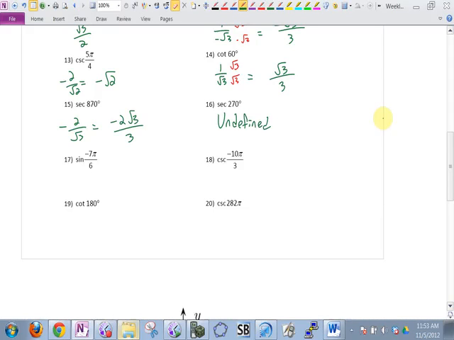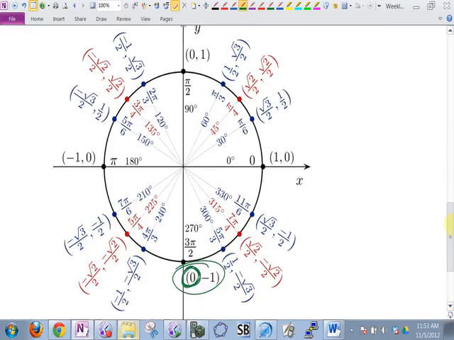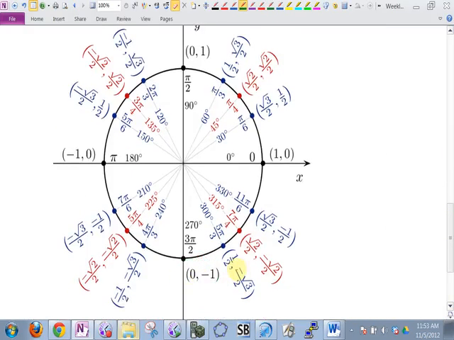Pretty interesting. All right. How about the sine of negative 7 pi sixths? So first we got to find negative 7 pi sixths. That would be this guy right here. So what was the question? Sine? That's an easy one. It's just negative 1/2.